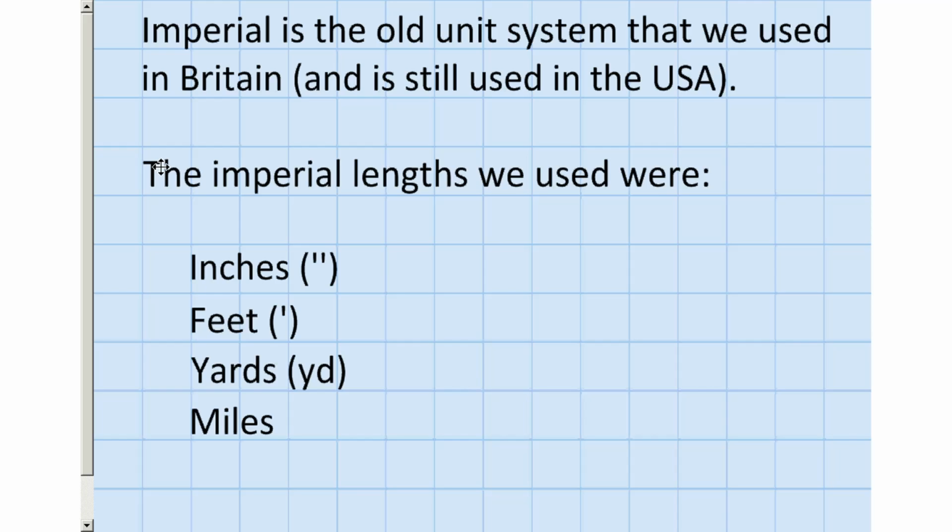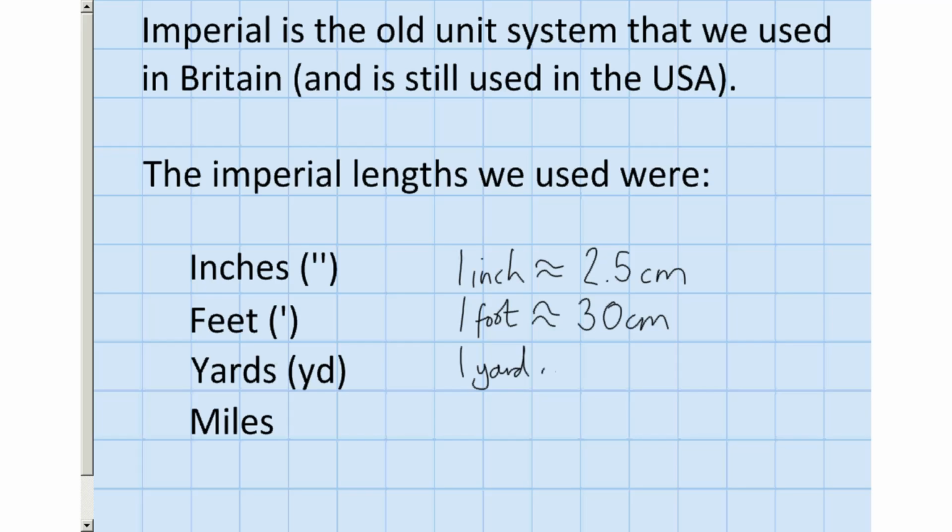For example, 1 inch is approximately, a wavy equal sign means approximately, 2.5 centimeters. 1 foot is approximately 30 centimeters. Some people will probably say it's 30.5, but for the sake of approximation, we can just say it's 30 centimeters. Similarly, 1 yard is approximately 1 meter.